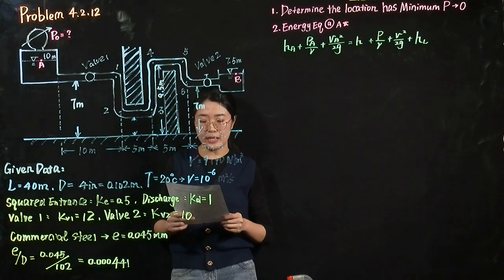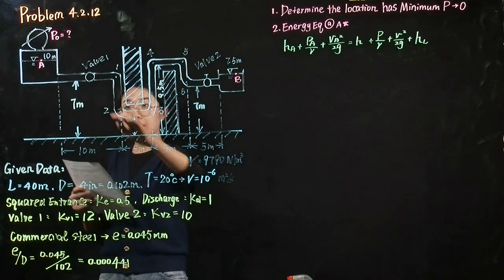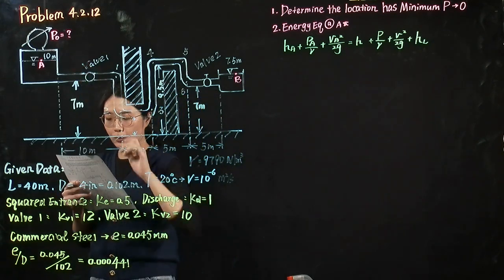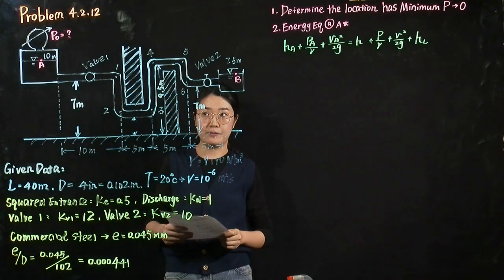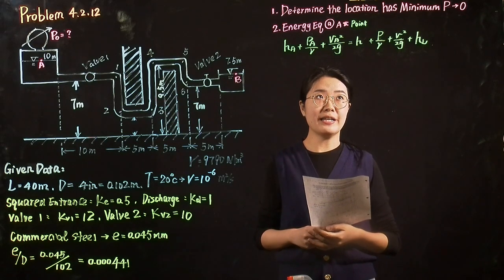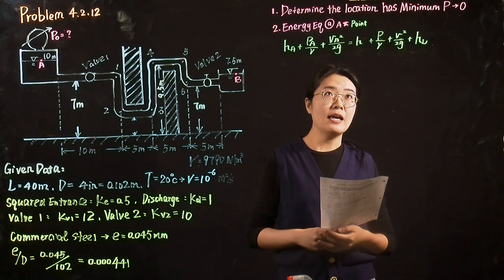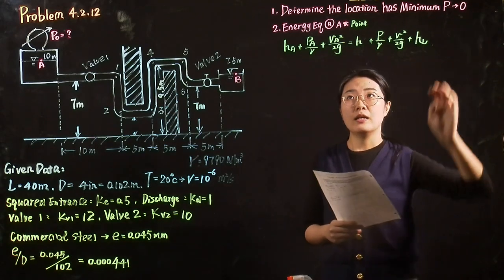Because this question asks us to determine the minimum pressure P0 that would keep the pressure head throughout the pipe positive. To solve this problem, first we need to determine the location that has a minimum pressure and set the pressure at that point equal to 0.